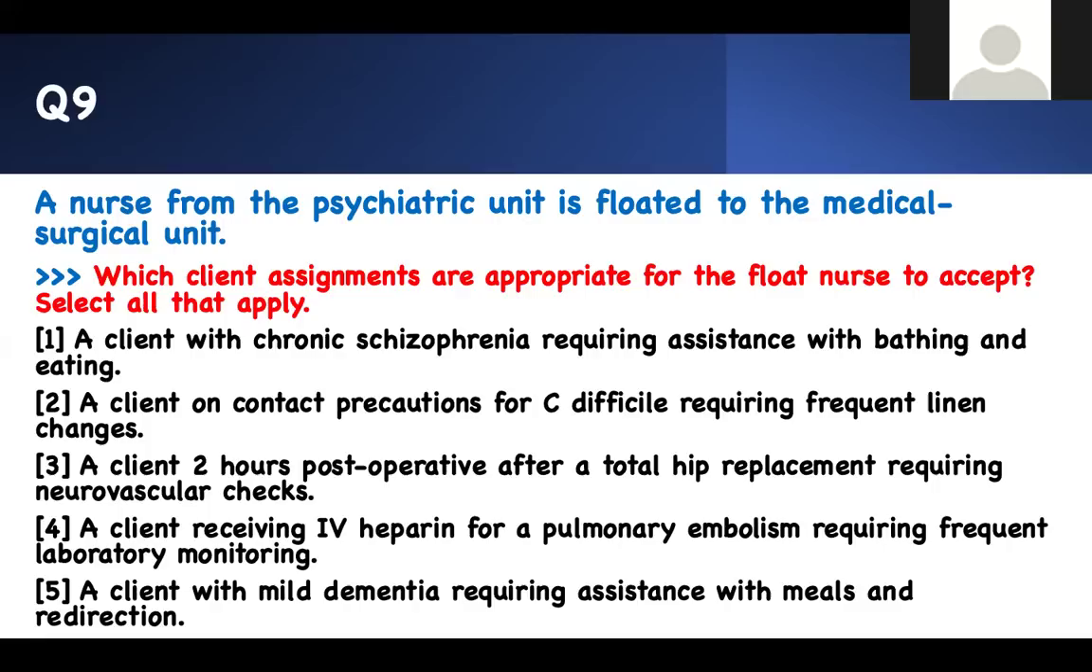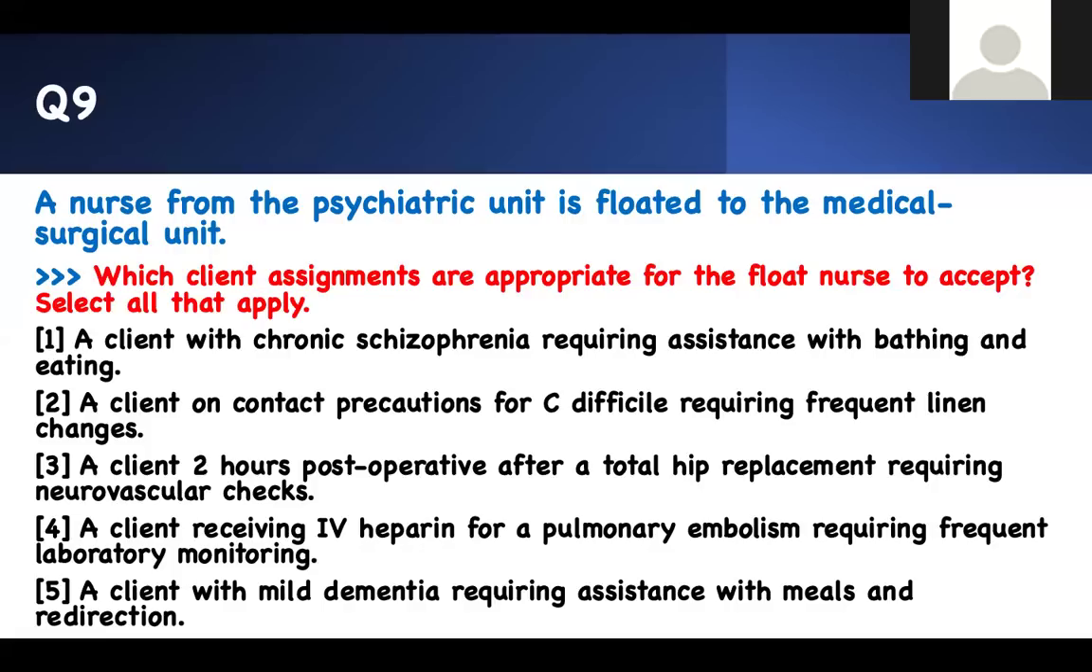This one is appropriate. A client 2 hours post-operative after a total hip replacement requiring neurovascular check. I know she's a nurse. She's a psych unit nurse. She doesn't do vascular check, especially in a hip replacement patient. No, don't give it to them. A client receiving IV heparin for pulmonary embolism requiring frequent laboratory monitoring. You got to do your PTT and all those drawing labs and monitoring, titrating the heparin drip. No, this is not good for a float nurse.